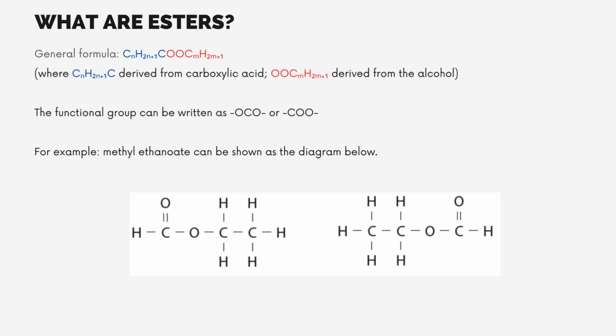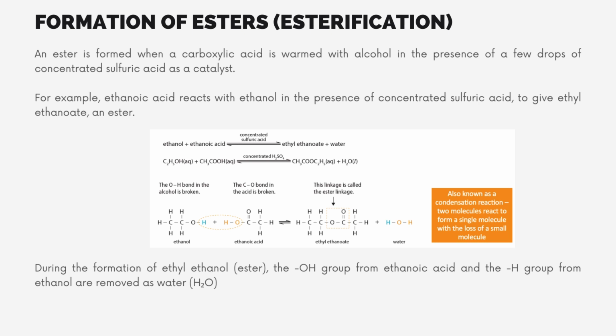The general formula of an ester with one ester linkage is as shown. It consists of one part from the alcohol and the other part from the carboxylic acid. The reaction between an alcohol and a carboxylic acid is as shown. The diagram shows what happens when an alcohol reacts with a carboxylic acid. Spend some time to figure out how the water molecule is removed. In summary, in the formation of an ester, the OH group is removed from the carboxylic acid, and the H is removed from the alcohol.